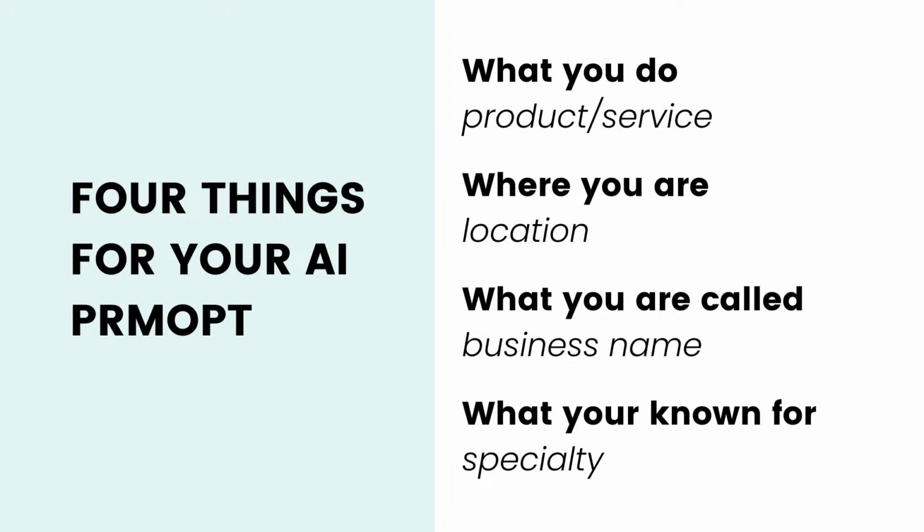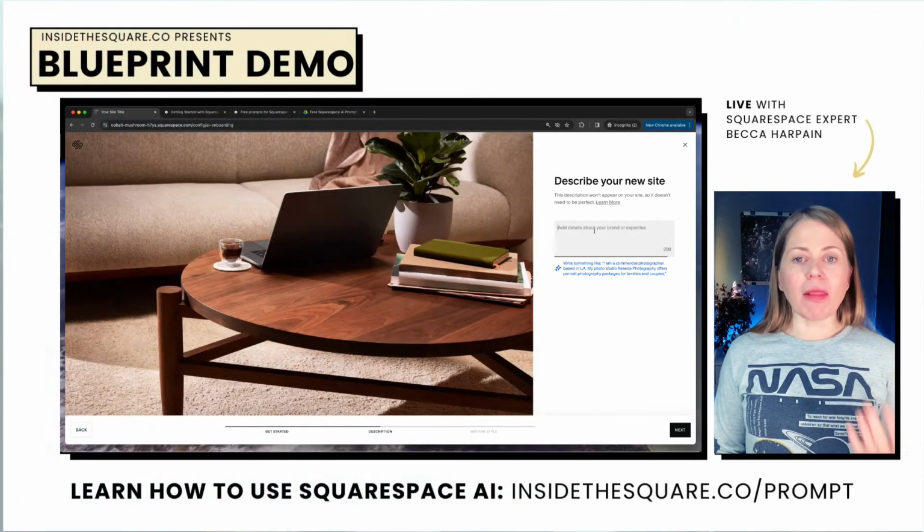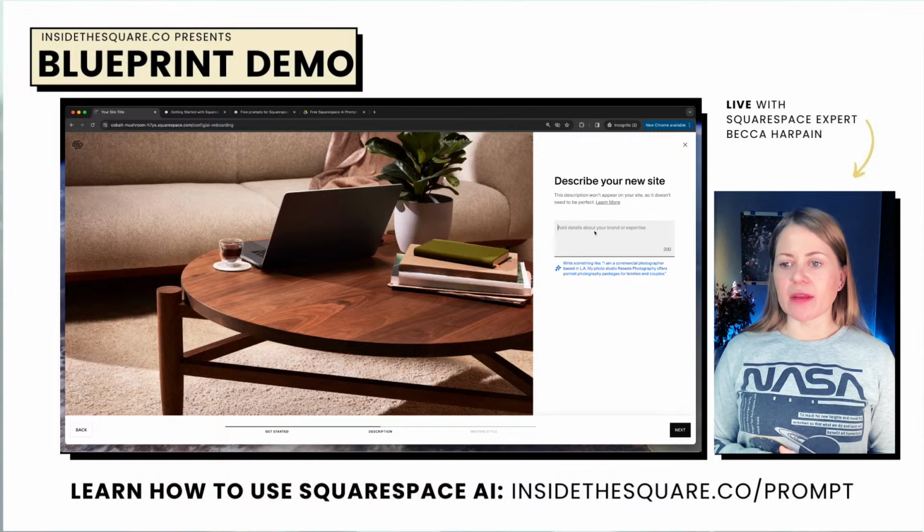What you do, your product or your service, where you are located, where people can find you, and what you're called, what your business name is, and what you're known for, your specialty. It's super important to add all of these. All right, I'll go ahead and take that screen down. We'll get back to Blueprint here. Let's describe our site using those 4 things.